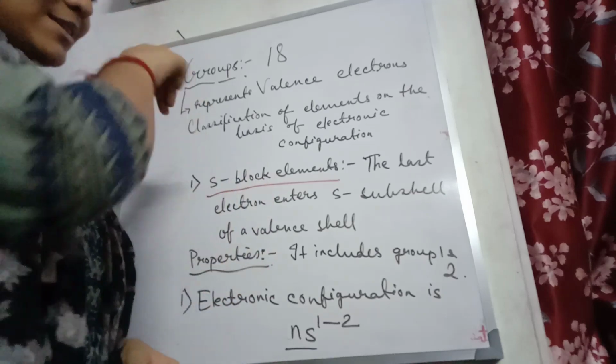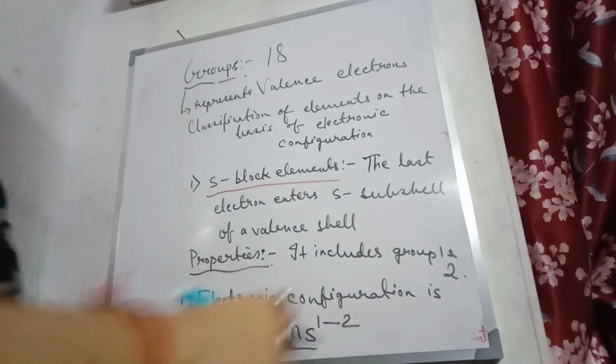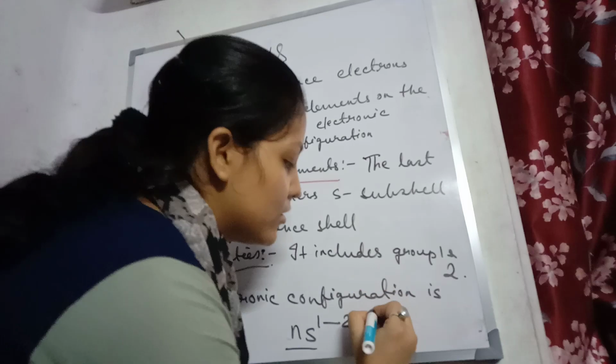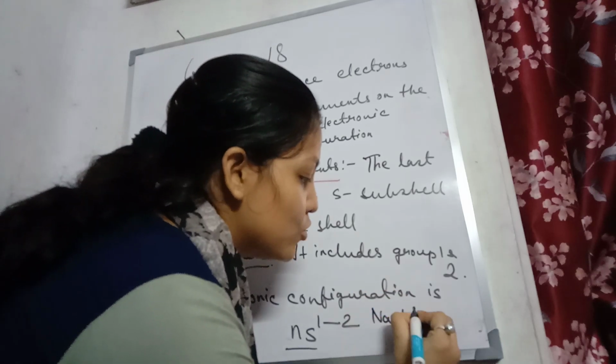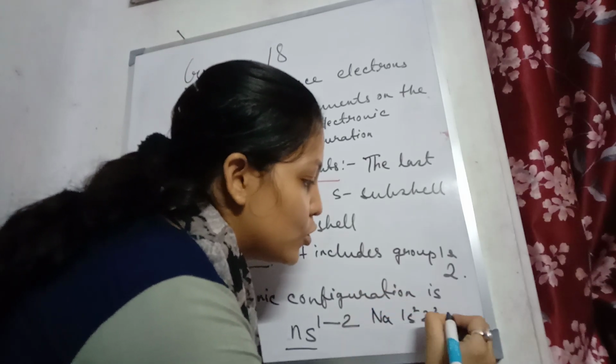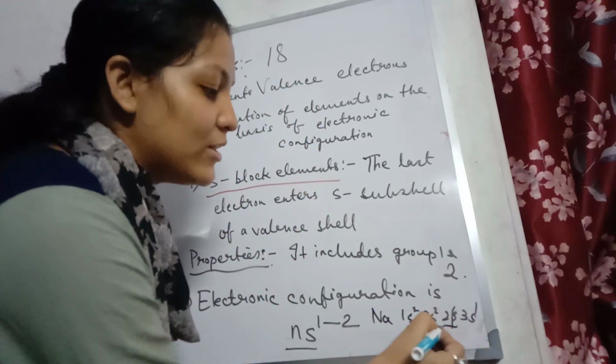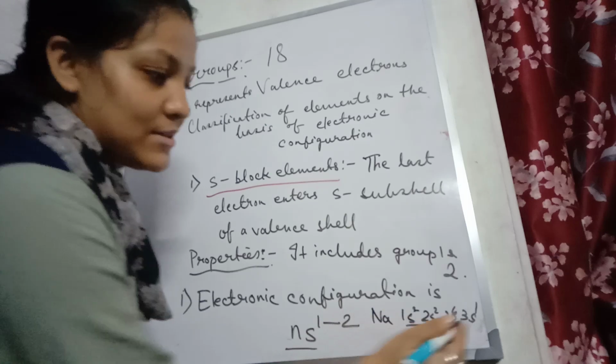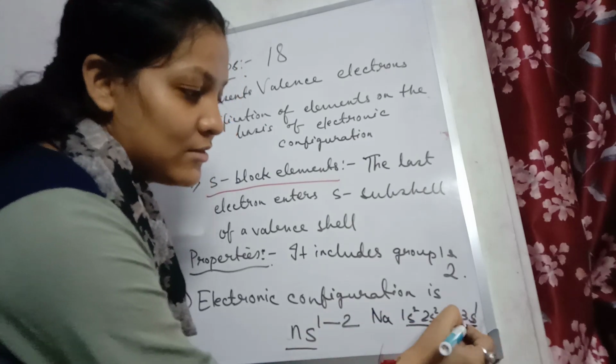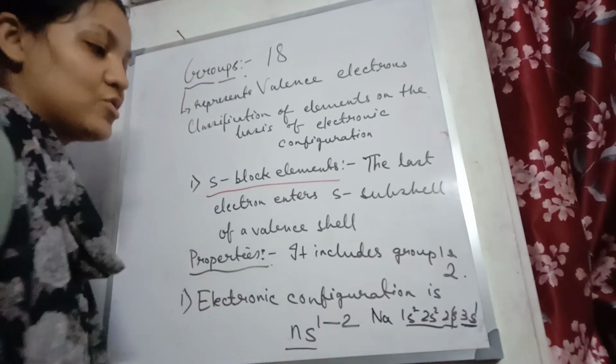For example, if I tell the configuration of sodium, what is it? It is 1s2, 2s2, 2p6, 3s1. So these are all the inner orbitals or inner subshells. This is my valence shell. Okay, so this represents the valence shell.